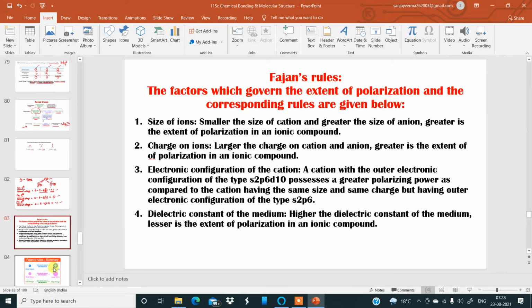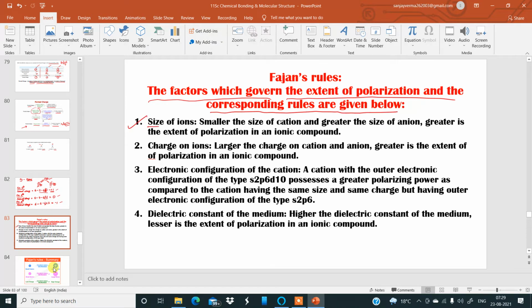Now, moving to the next slide, let us come to Fajans' rules. Fajans' rules were given to understand the extent of polarization in covalent compounds. Now, here let us discuss the factors first. The factors which govern the extent of polarization and the corresponding rules are given below.